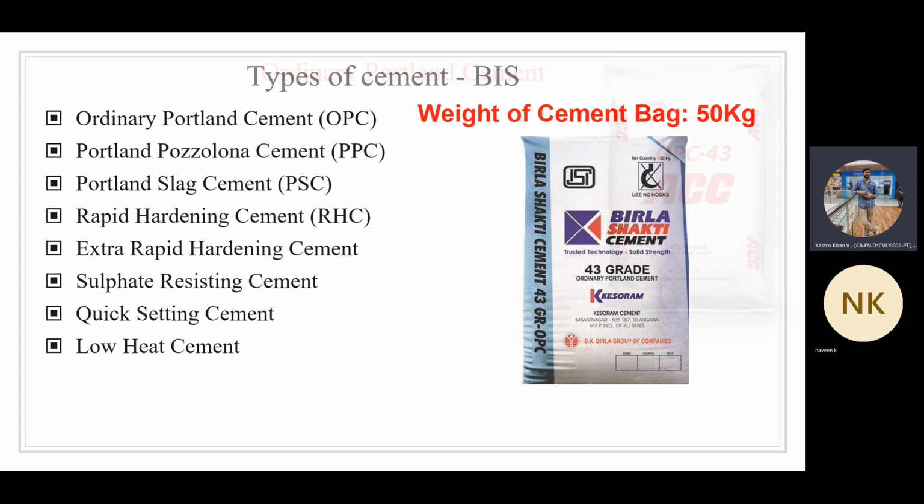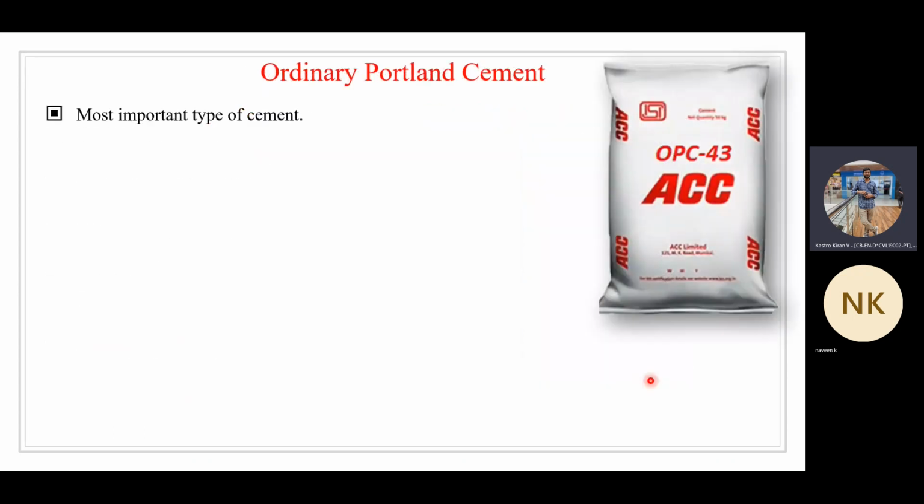The first one is ordinary Portland cement. As I was telling, it is the most important type of cement, and it is also one of the most commonly used, widely used types of cement. It is suitable for all kinds of concrete construction. Whatever the structure that you are constructing, be it a G+2 building, a multi-story building, or a G+10, whatever the type of structure, the common cement that we generally go for is ordinary Portland cement.